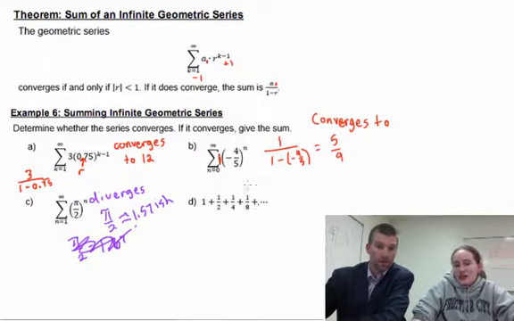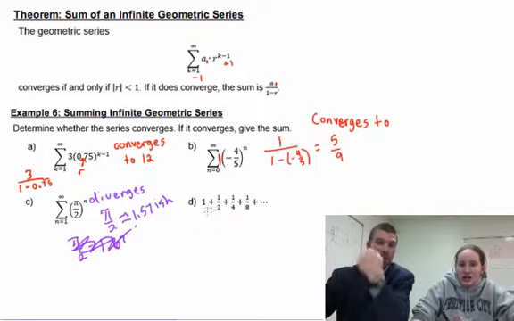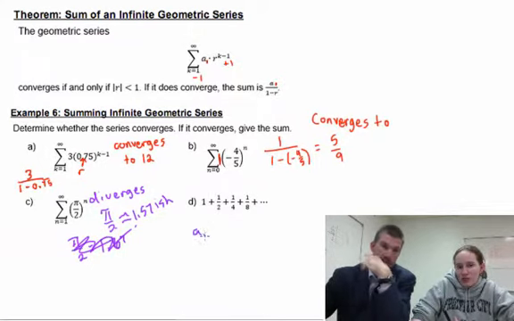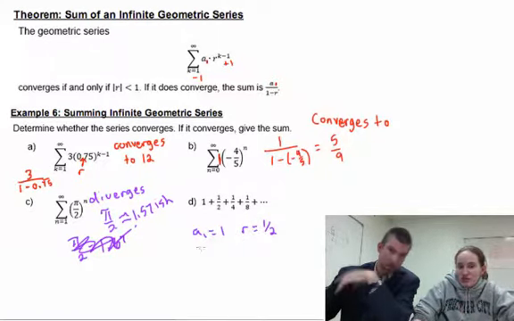This one right here is not written in summation notation, which is a little annoying. But we can still find the first term and r, though. A1 is 1, and then r is, what are we multiplying by each time? It looks like a half. Looks like a positive half even. And so that is something that should converge, and we can just plug it in.